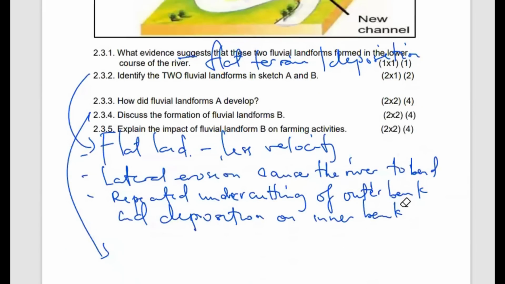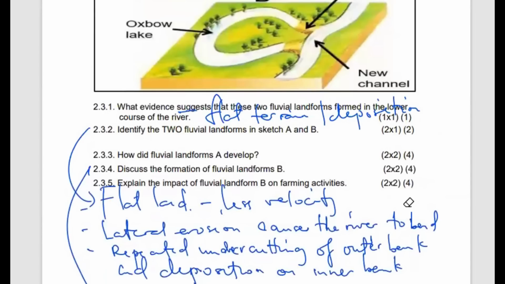Right, then explain the impact of fluvial landform B on farming activities. How does an Oxbow Lake impact on farming activities? Right, basically it's a source of water, the Oxbow Lake. You can say it's a source of water, supply water, for the farmer in terms of livestock or in terms of irrigating crops. It's a source of water for that purpose.